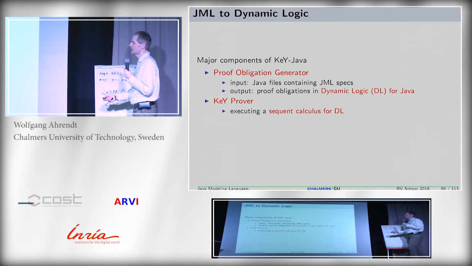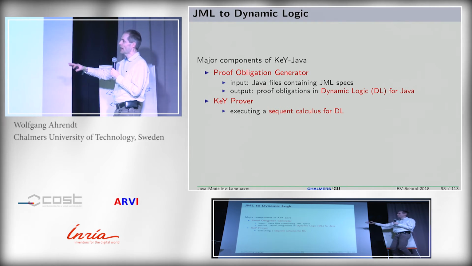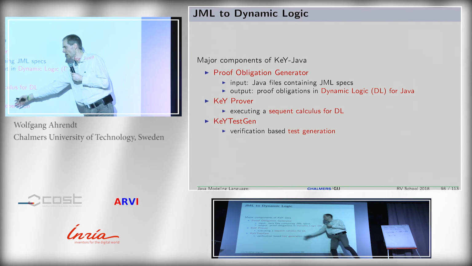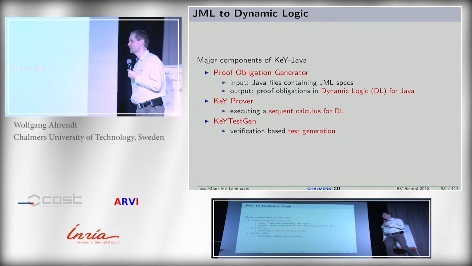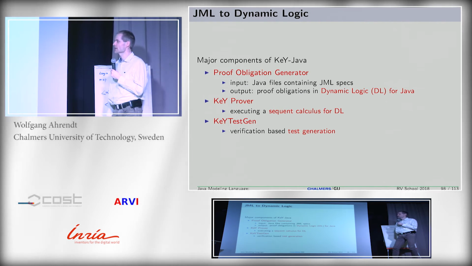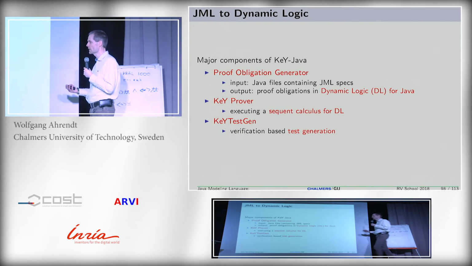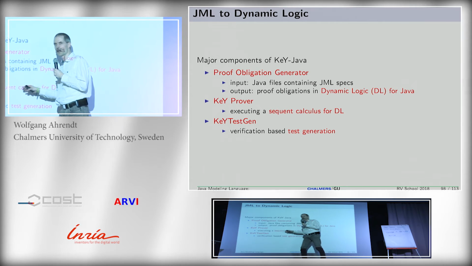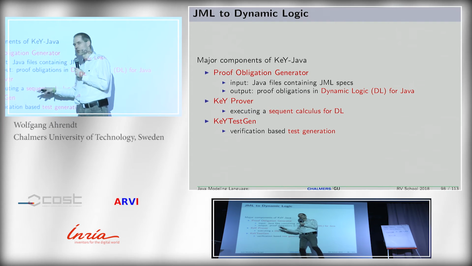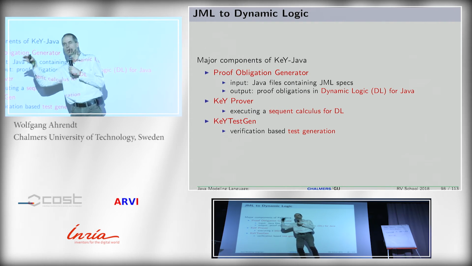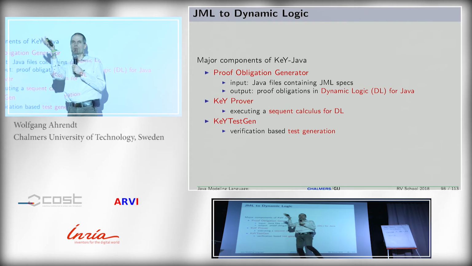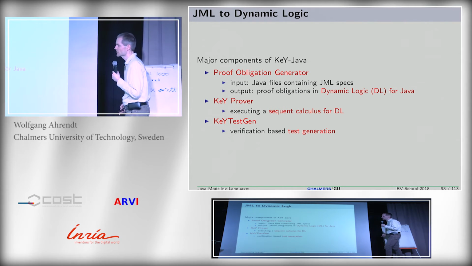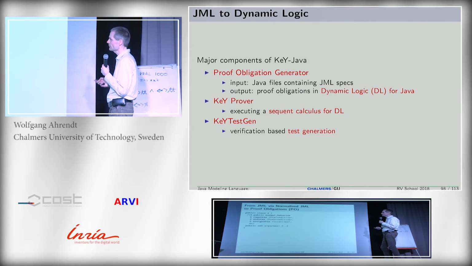The KeY prover then is a prover for that, but we also have some other things included. I will only mention one. KeYTestGen is a test case generation tool based on verification. So we build proofs without trying to prove anything, just using the symbolic execution, which we can see in the proofs, and then we can read from the proofs branch conditions for which we generate tests, and we get a very high coverage criteria for that.